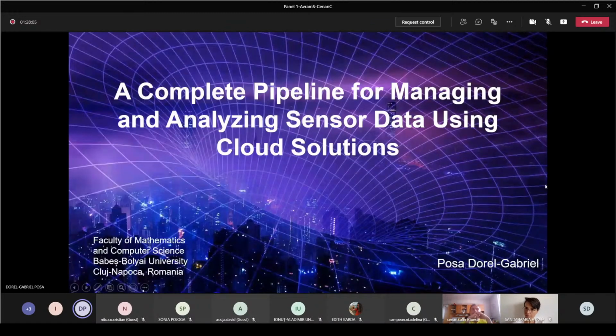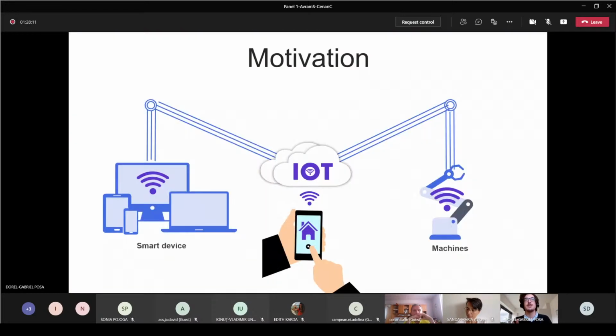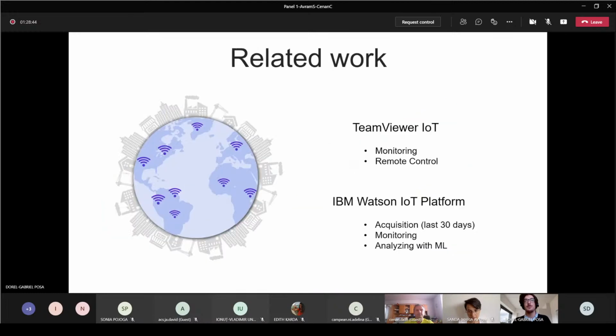Okay, my name is Dorel Posa. My project is called the Complete Pipeline for Managing and Analyzing Sensor Data Using Cloud Solutions. First of all, the motivation. Why do we need the Internet of Things? Well, we have sensors that analyze and gather data from physical phenomena and translate them into electrical currents. These currents are then analyzed, categorized, and shown in dashboards and charts by the IoT. And we humans can then see this data, interpret it, and use it to improve the system.